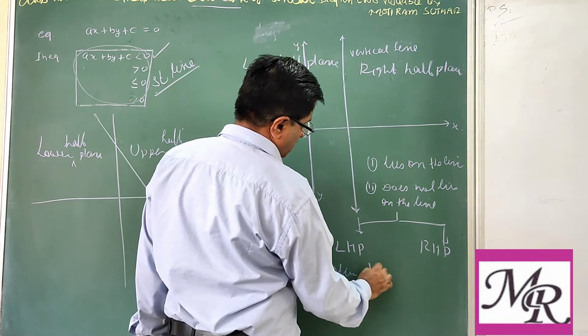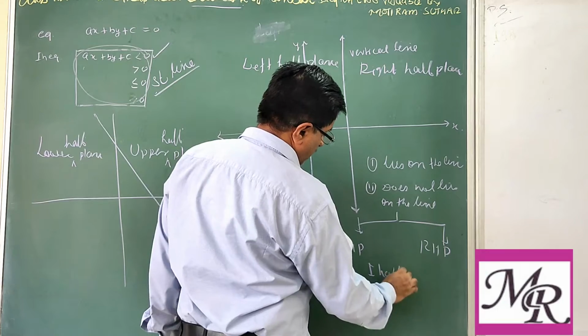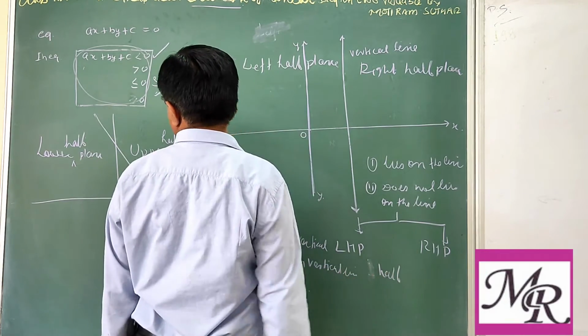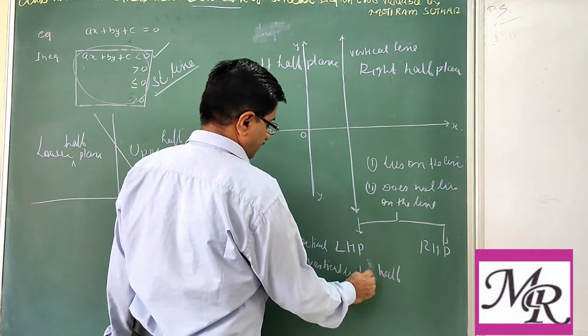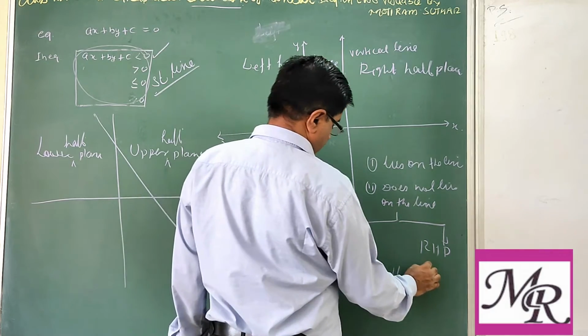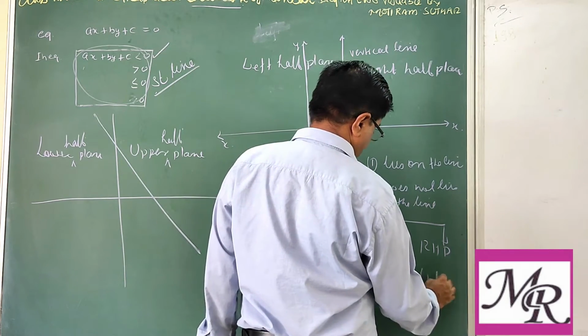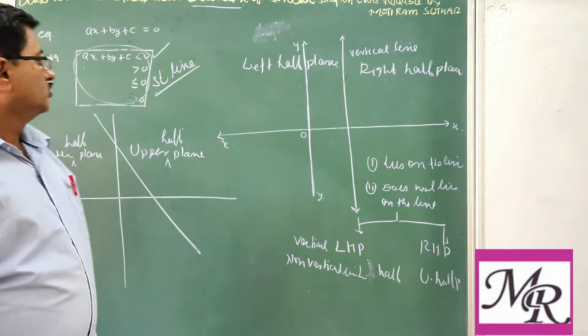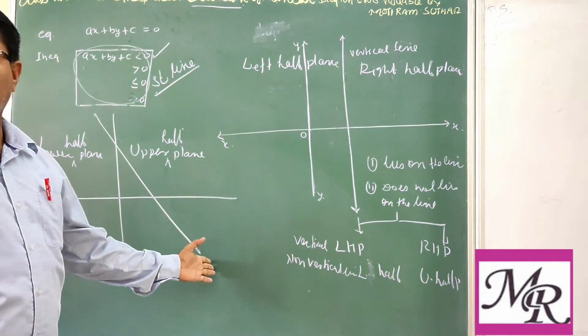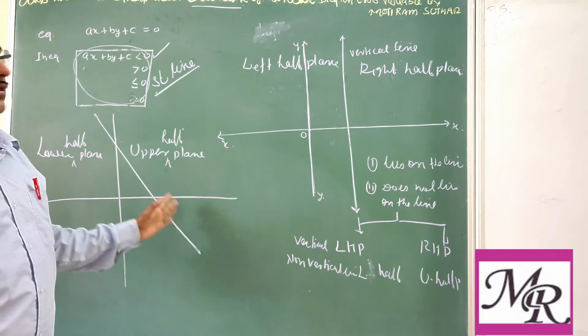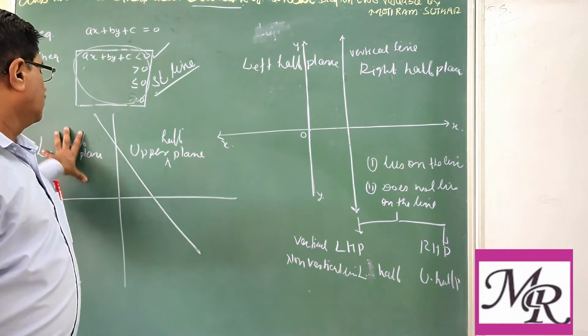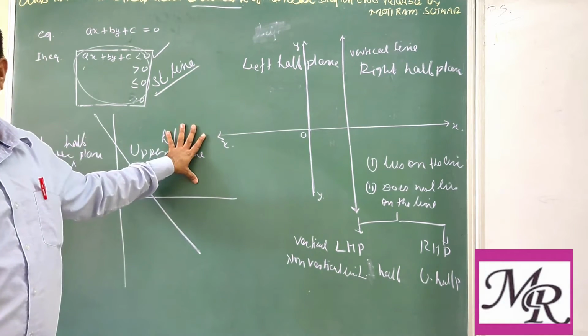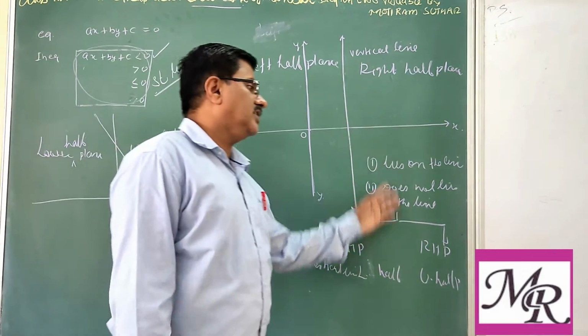then it is in the first half, which we may call A, and this is the upper half. So when the line is slanting or non-vertical, then the point may be on this side or this side. So these are the different situations.